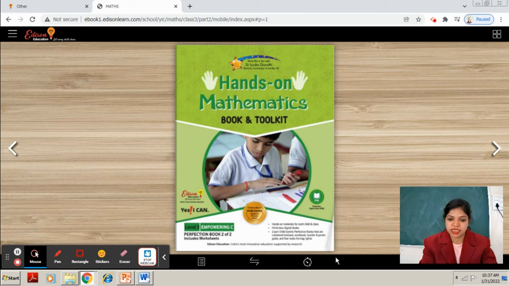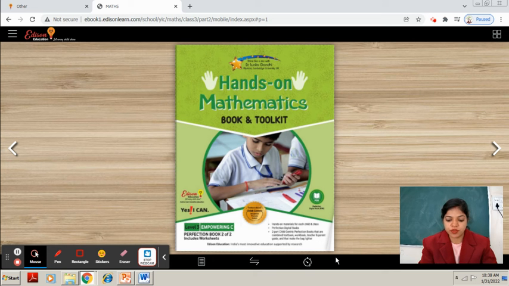So, students, this is your maths class. And in the previous class, we had done 3D shapes. We had done cube, cuboid, cylinder, cone, sphere. So, in this class, we will do page number 47. So, students, be ready with your book and the required material.